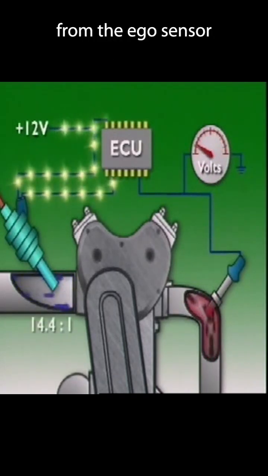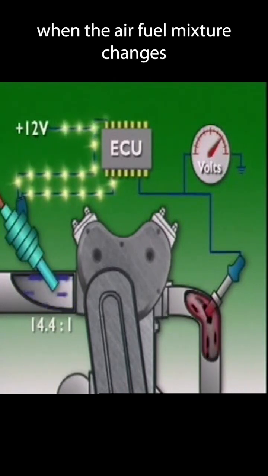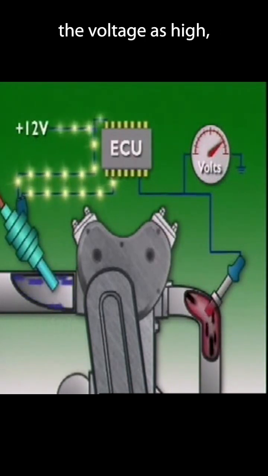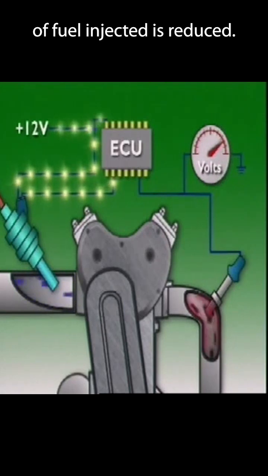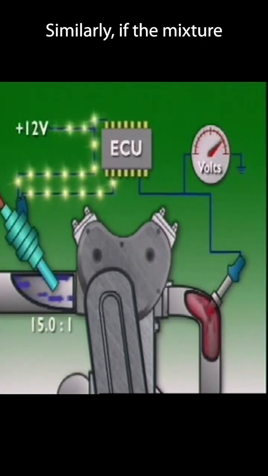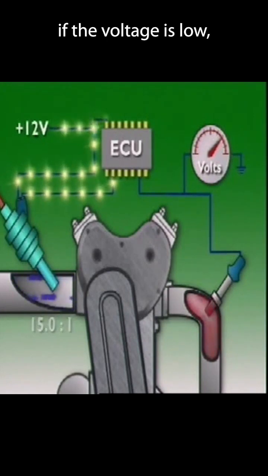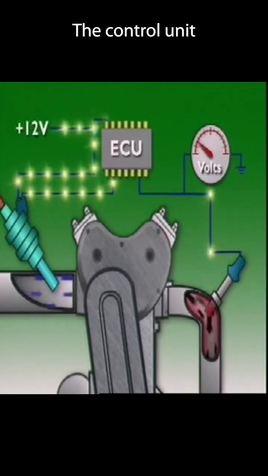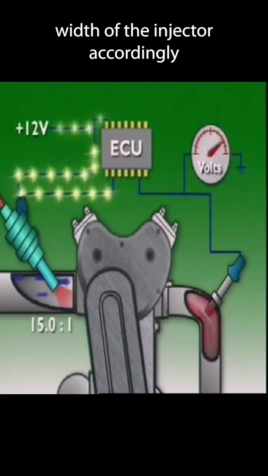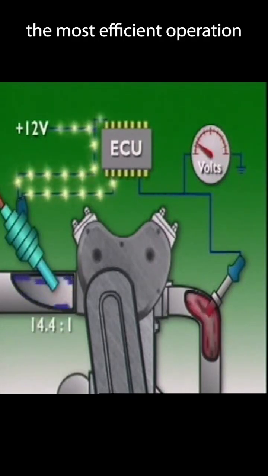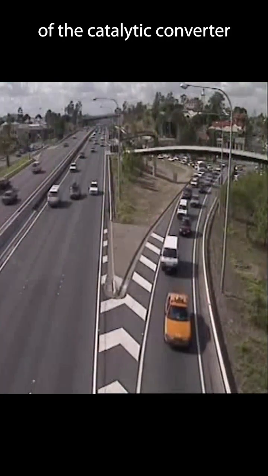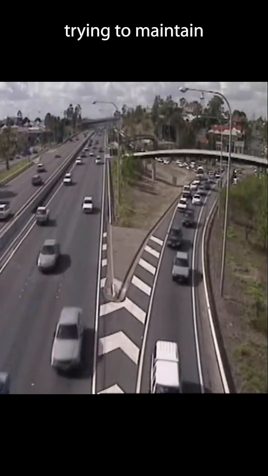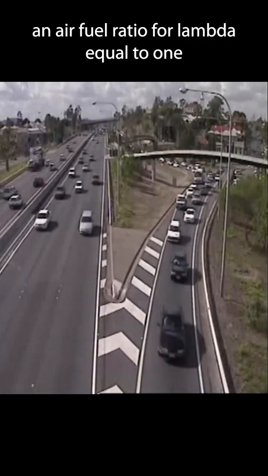The voltage of the signal from the EGO sensor changes sharply when the air-fuel mixture changes from lean to rich. If the control unit sees the voltage as high, then the quantity of fuel injected is reduced. Similarly, if the mixture changes from rich to lean, the voltage is low, and more fuel is injected to enrich the mixture. The control unit then adjusts the pulse width of the injector accordingly to ensure the most efficient operation of the catalytic converter. During engine operation, this adjusting is continuous and almost instantaneous, trying to maintain an air-fuel ratio for lambda equal to 1.